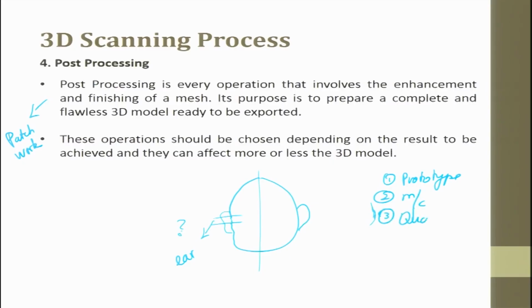it can be sent to quality check, it can be done for packaging design, it can be done for logistic arrangement. So, all this data can be exported, people can work on it and people can close the data. These operations should be chosen depending on the result to be achieved, and they can affect the 3D model more or less.